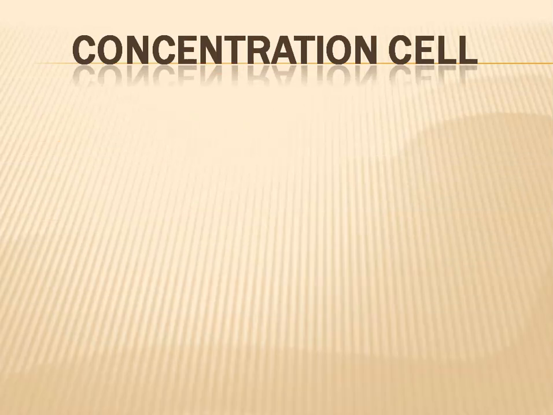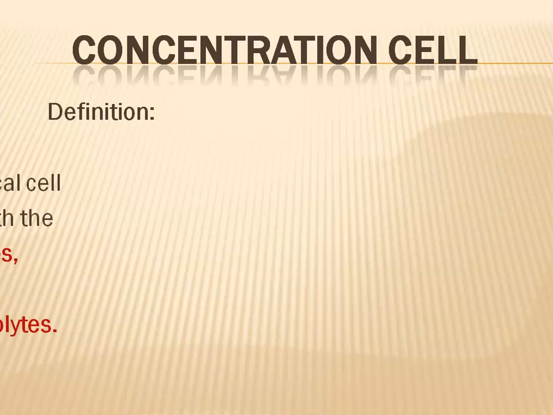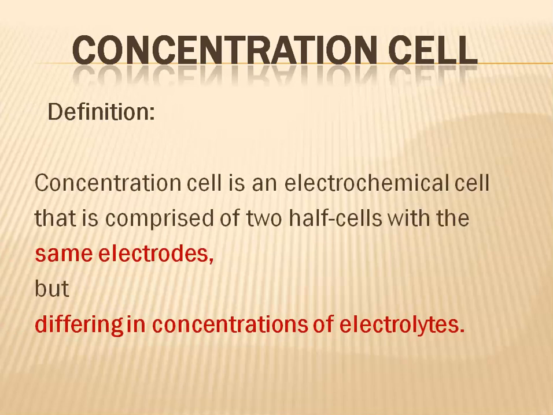What is a concentration cell? A concentration cell is an electrochemical cell that is comprised of two half cells with the same electrodes but differing in concentrations of electrolytes.